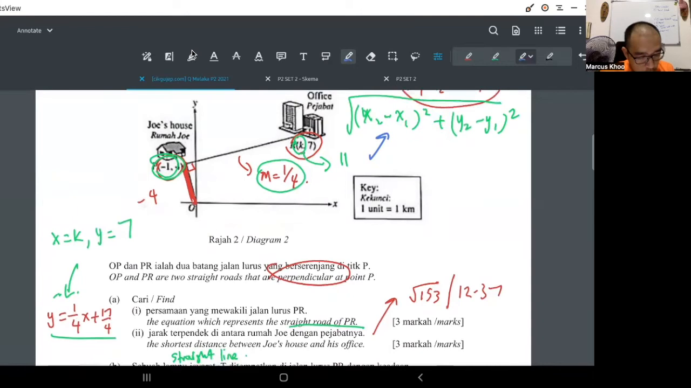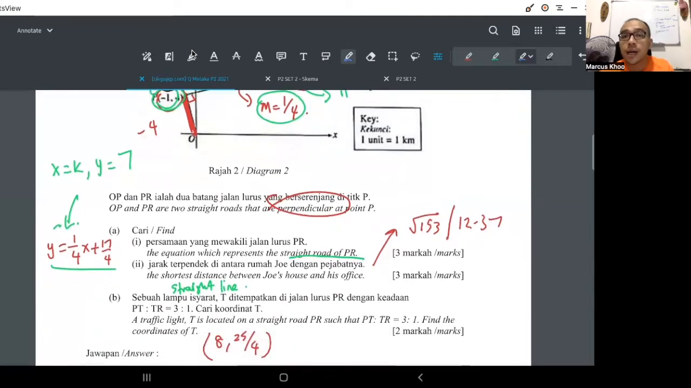Okay, so again, quite straightforward. I'm going to say this many times because really it's a very straightforward paper. Okay, of course, you will need the practice. Okay, now the answer can either be square root of 153, or if you want to give the final answer as 12.37, also can. Either one of the answers is accepted. Okay, so don't worry about it.